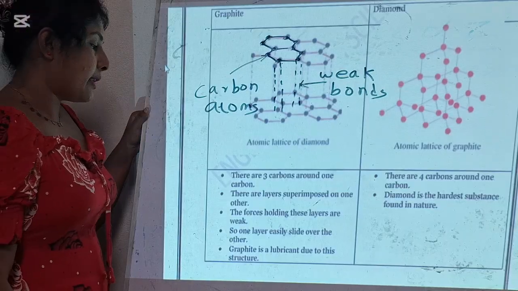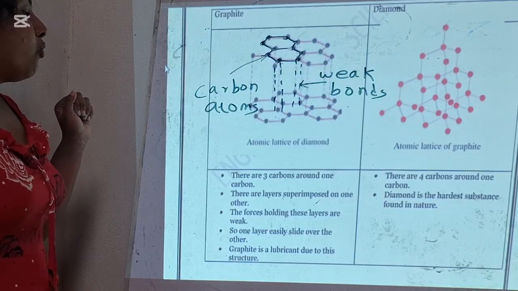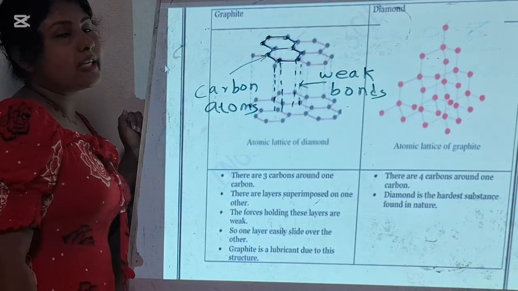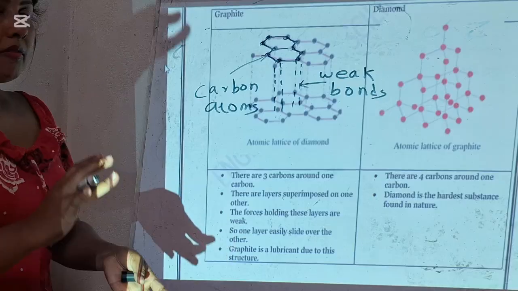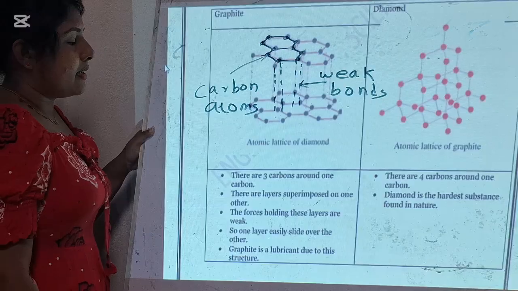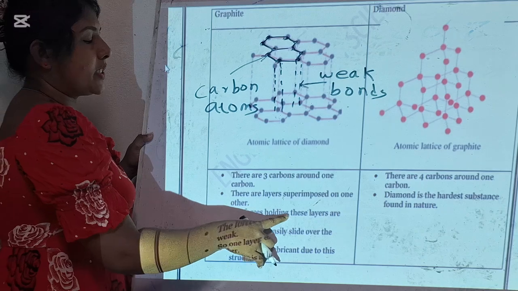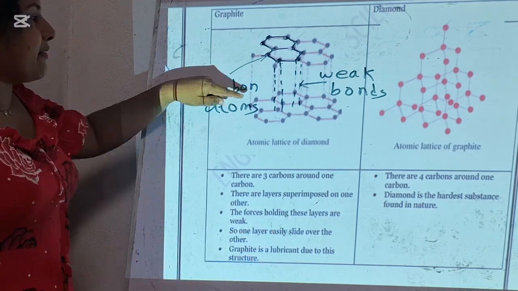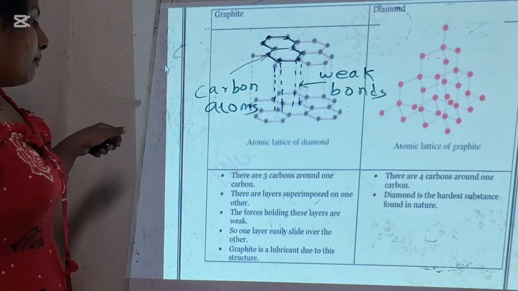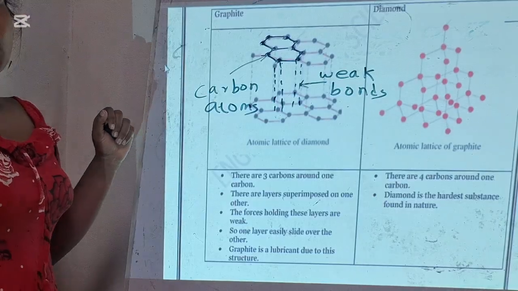Next one, there are layers superimposed on one another. The forces holding these layers are weak. That's why I mentioned weak bonds. They are weak, so one layer easily slides over the other.